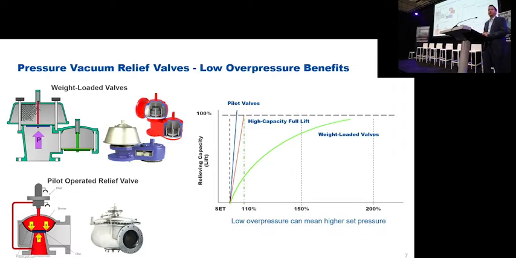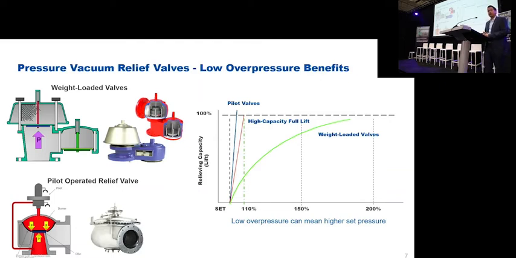High capacity full lift type. We guarantee it's fully open and flowing with only 10% overpressure. So you set the valve and it will be open within 10%. Set it at 10 millibar gauge, it'll be open and flowing at 11 millibar gauge.